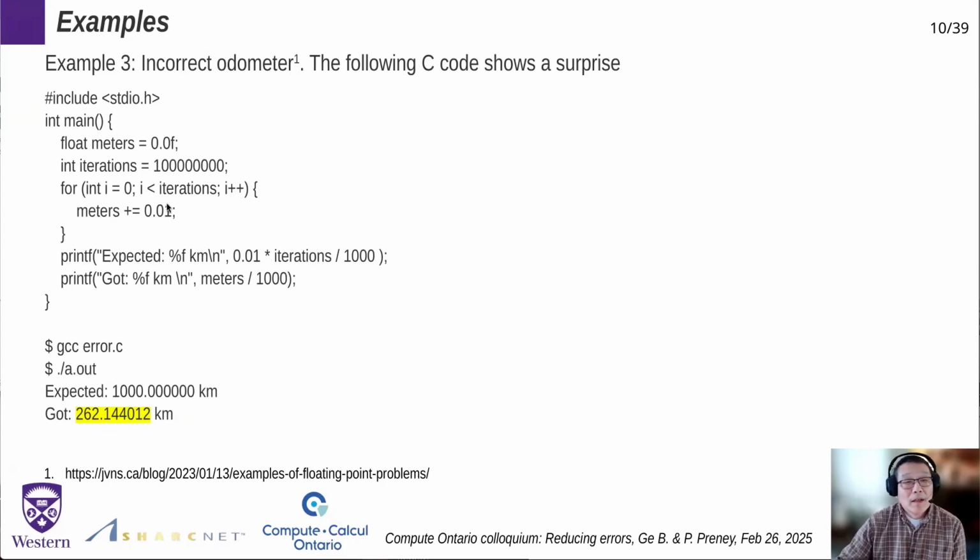We use a for loop to repeatedly add 0.01 to the variable meters. And this is what we got. In the end, we just divided by 1,000 to get the kilometers. So what we expect to get is 1,000 kilometers. What we actually get, however, surprisingly, is 262.14 kilometers. There is a huge difference.